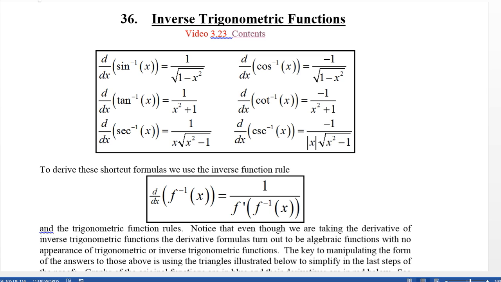It's kind of interesting, I guess we might notice right off the bat, that the derivatives of the inverse trig functions actually are algebraic functions that do not involve trigonometric functions or inverse trigonometric functions in their final versions, which is kind of a pretty cool result there.